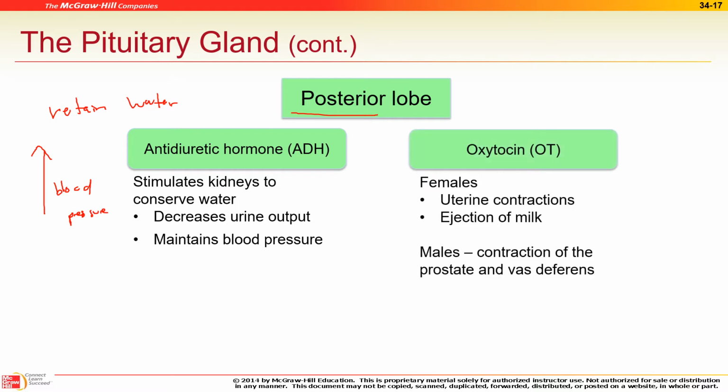And the second hormone is oxytocin. Has a couple functions in the female, uterine contraction. So if they are inducing labor, they'll give you a Pitocin drip. Pitocin is the brand name for oxytocin. And breastfeeding and bonding. For males, during sexual climax, it allows for contraction of the prostate and the vas deferens to propel the semen.